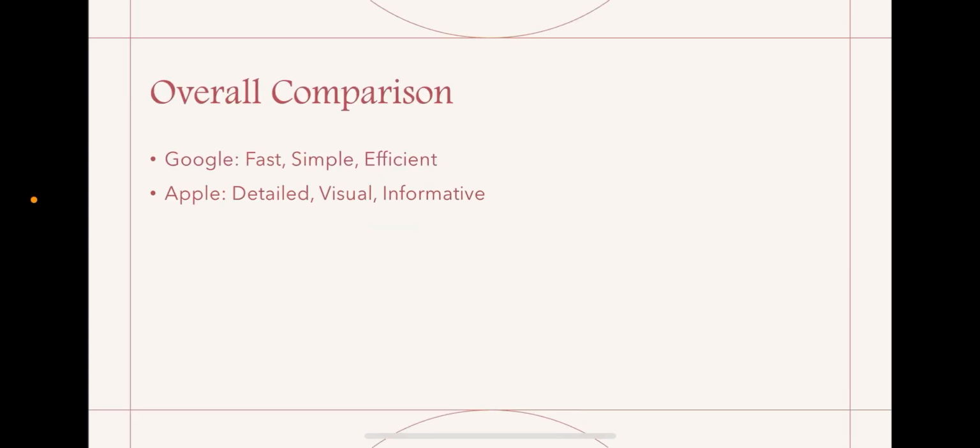When we just look at an overall comparison, Google is better for speed and simplicity, while Apple is better for detailed information and visual presentation. Each website is effective, but they serve different purposes and they tend to different needs of different consumers.